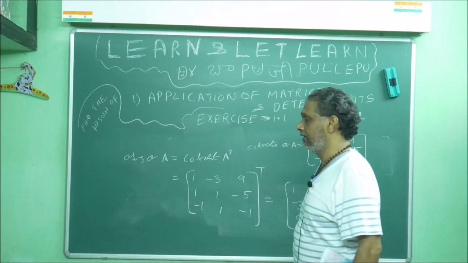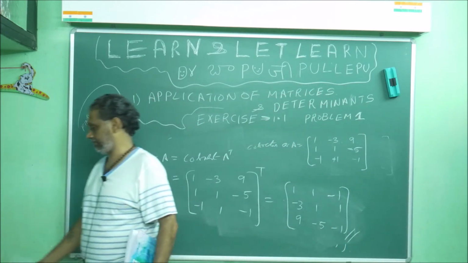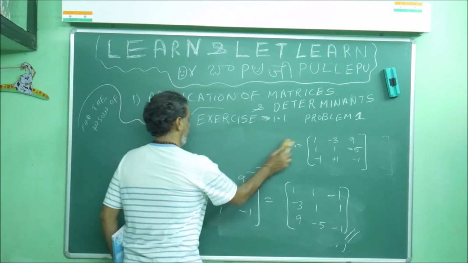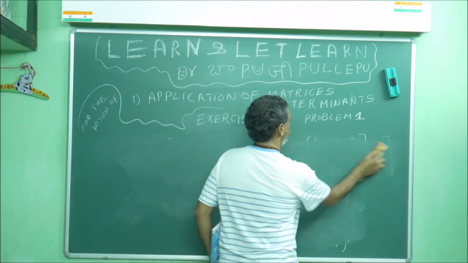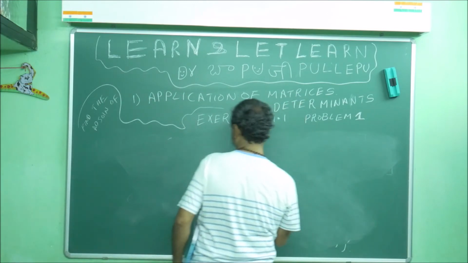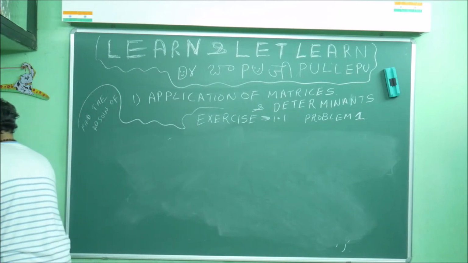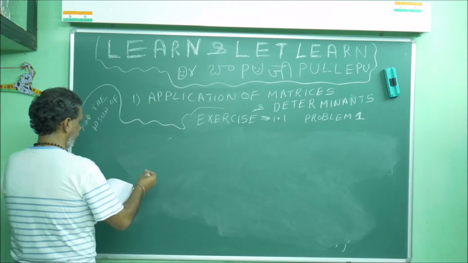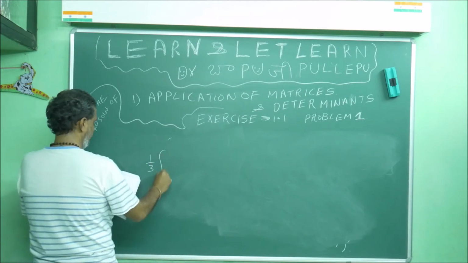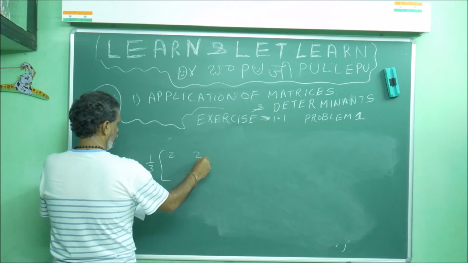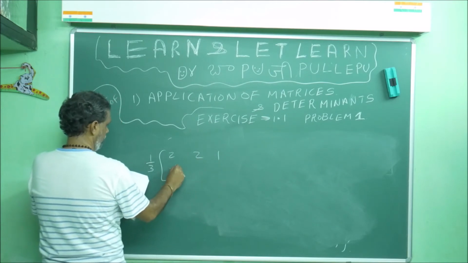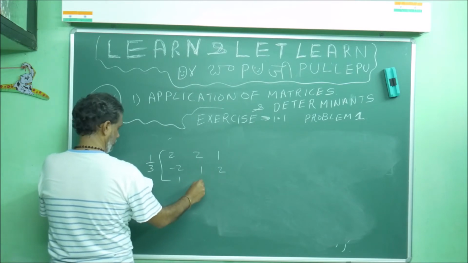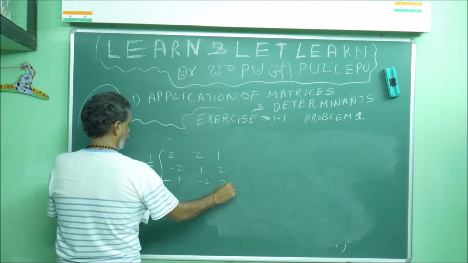First problem, this and this you see. How I will find out. Very good problem. Shall I rub off? Third problem is what? 1 by 3, 2, 2, 1, minus 2, 1, 2, 1, minus 2, 2.